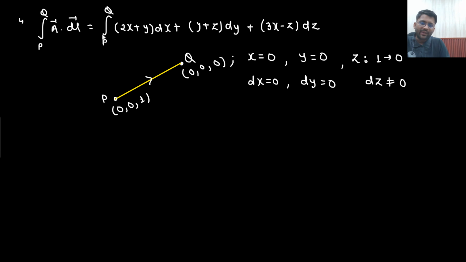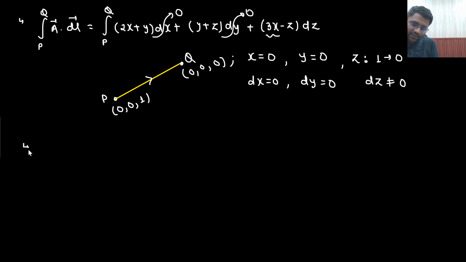On this line, sir, from P to Q, x is always 0, y is always 0, dx is always 0, dy is always 0, only dz would be non-zero and z would be changing. So what does that mean? That this will come out to be 0, this will also come out to be 0, this would be non-zero. Along with that, x is also 0.